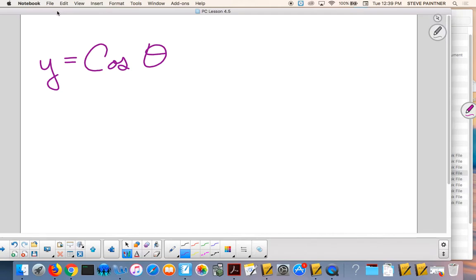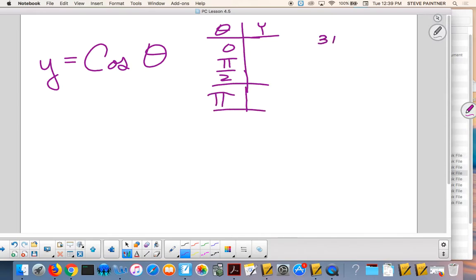Here we go. Guys, it is kind of the same thing, but you got to get your key points. So we're going to put what in for theta? 0. Pi over 2. Pi. 3 pi over 2. 2 pi. 5 pi over 2.